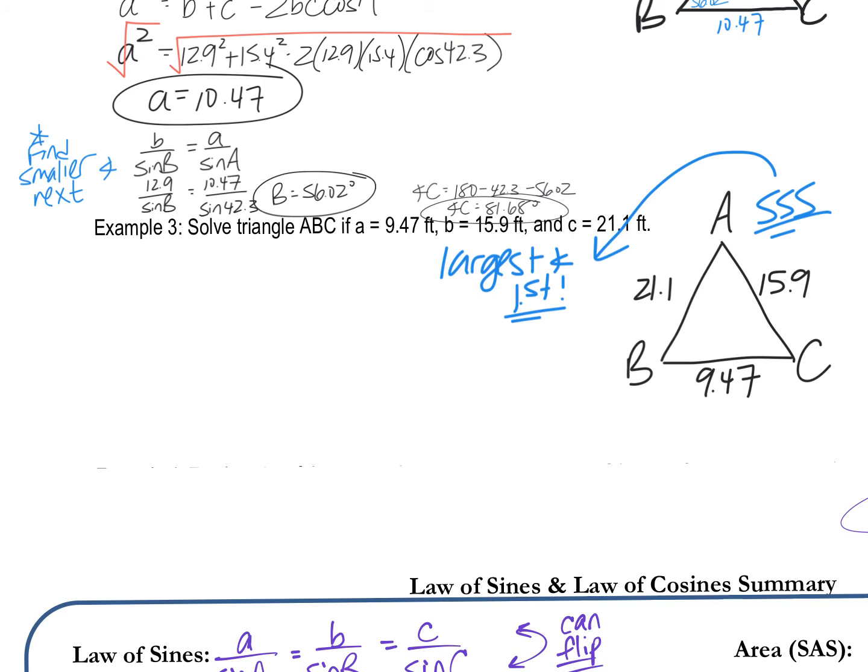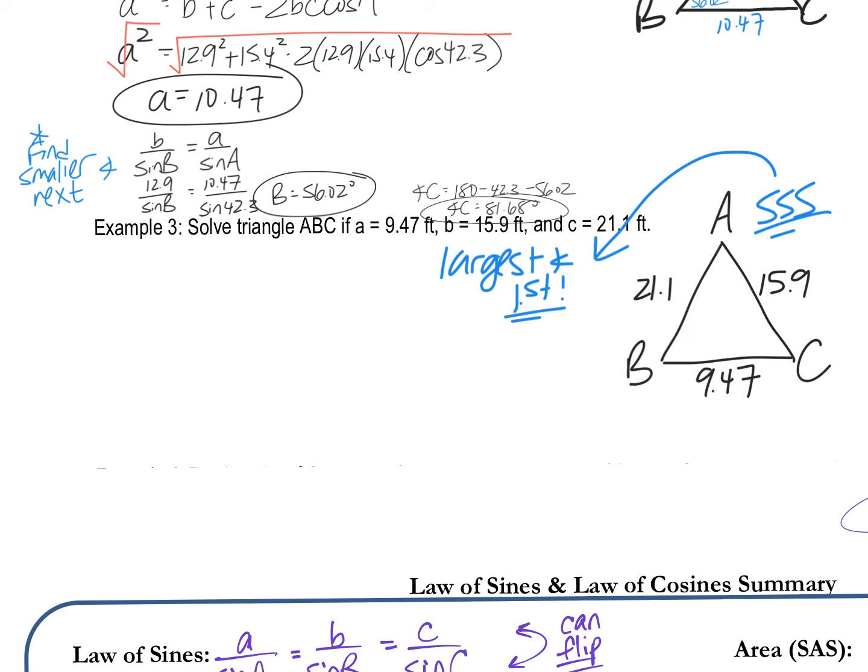So I wrote some stuff after drawing the picture here. Remember that angle A, I put side A across from that. That's super important. I've said it a million times. This is an SSS triangle. This is our first SSS triangle. And the order matters in which you solve for the stuff. So we're going to use law of cosines for SSS.